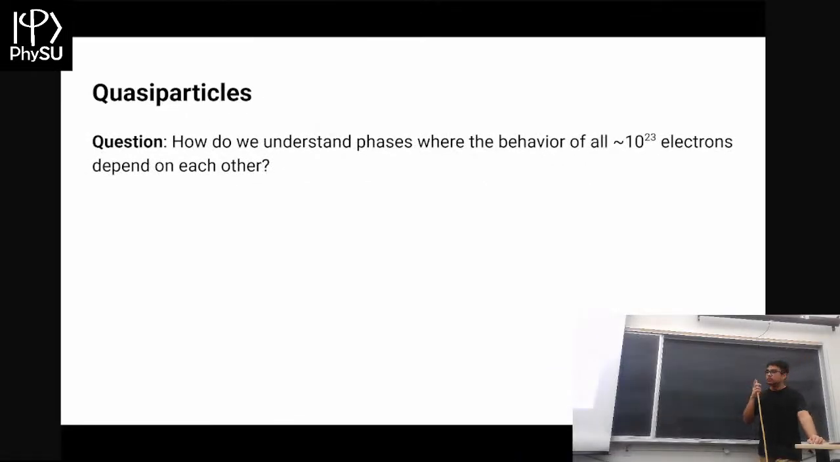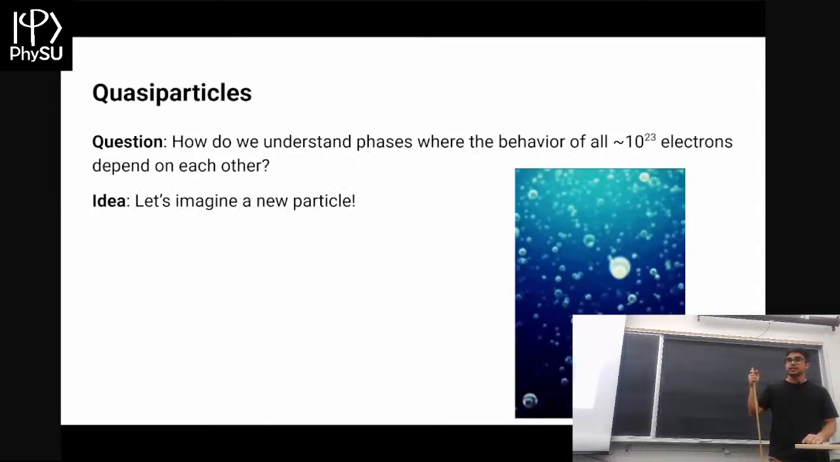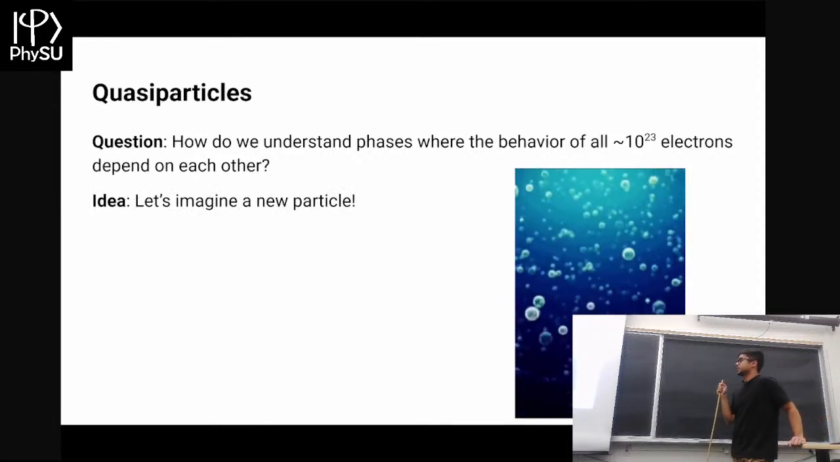Now, I want to talk a bit about quasi-particles. The question now is, how do we understand these phases, right? They have 10 to the 23 electrons. They all depend on each other. We really can't keep track of all of these. So the idea is to imagine a new particle.